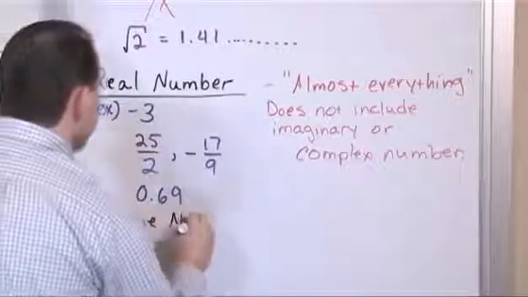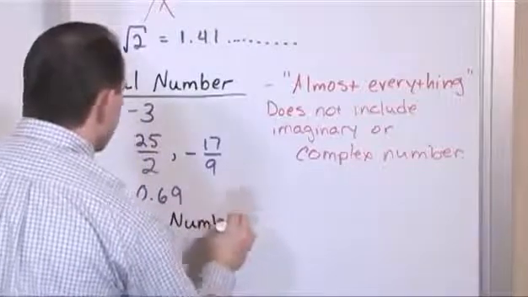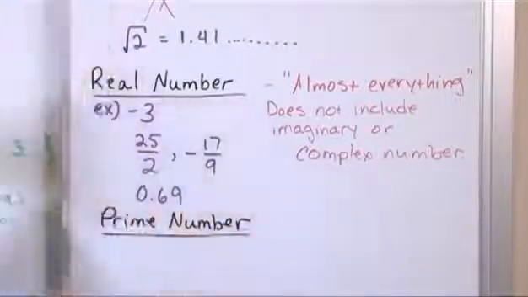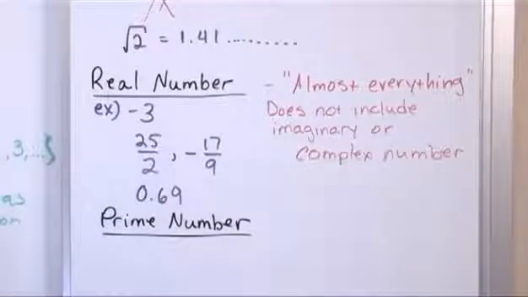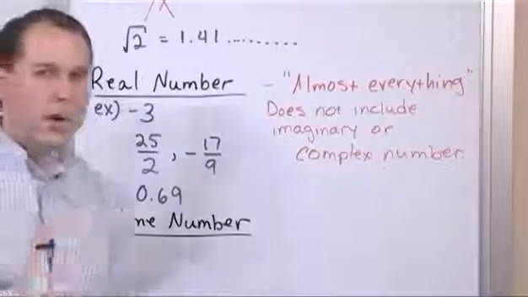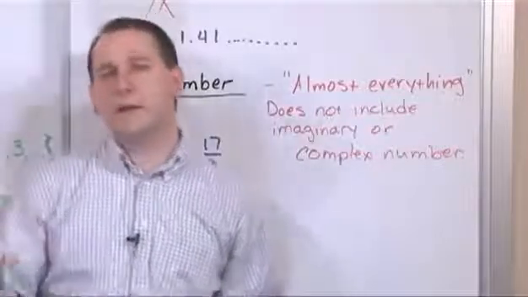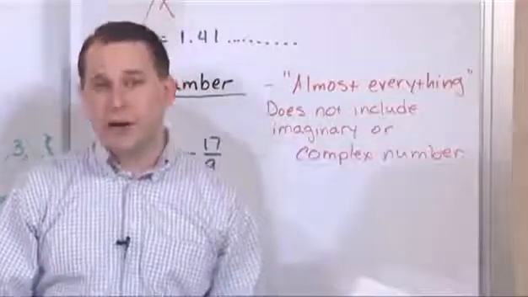And a lot of you may have heard about prime numbers, even if you haven't really used them too much before. A prime number is a special number, and the definition is basically a whole number greater than the number 1 that can only be divisible by itself and 1. That's the definition you're going to find in your book.